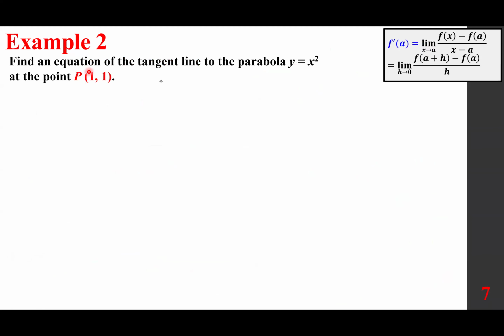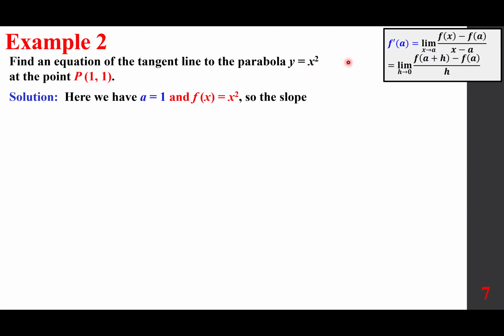Here's example 2. Find an equation of a tangent line to the parabola y equals x squared at the point (1, 1). Now, we want to come up with the equation of a tangent line, which means we need two things. We need a pair, it's given. By the way, if they give you x, that's good enough because, if, for example, x is 1, so is y. If x is 2, y is 4. If x is 10, y is 100. Not a big deal. So in this case, a equals 1.